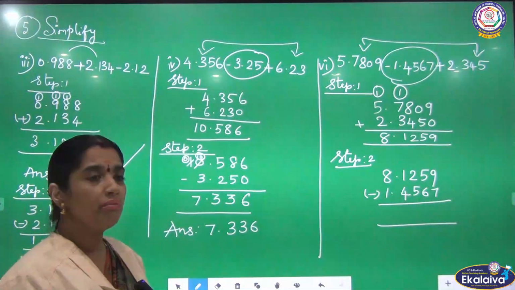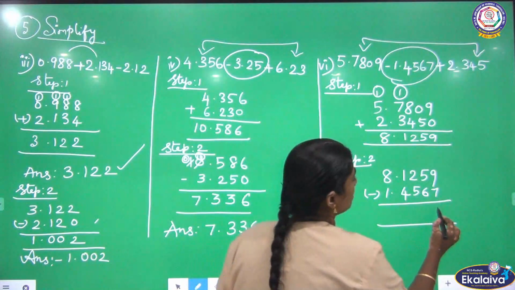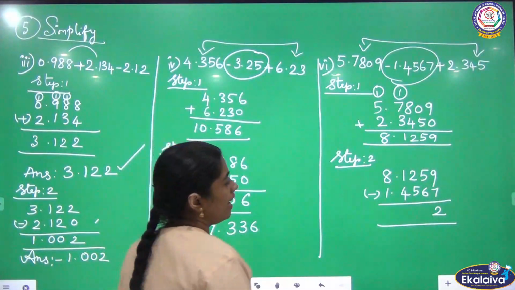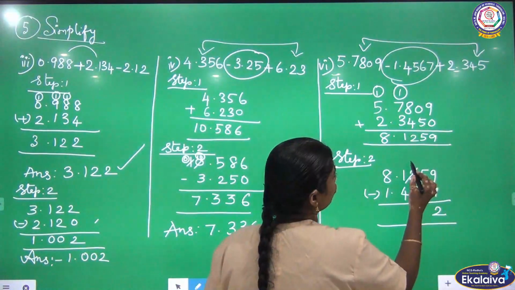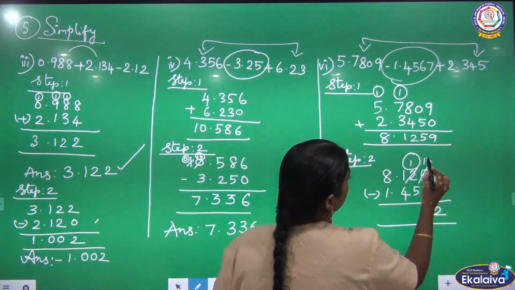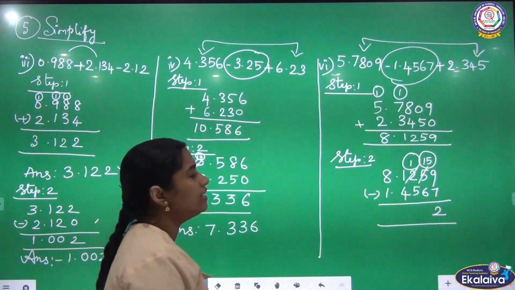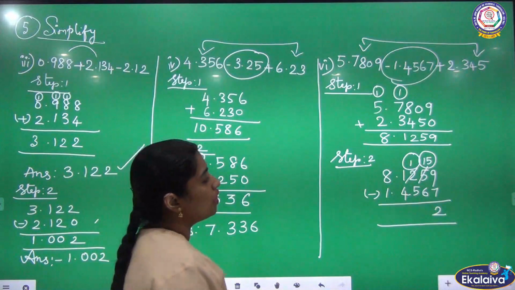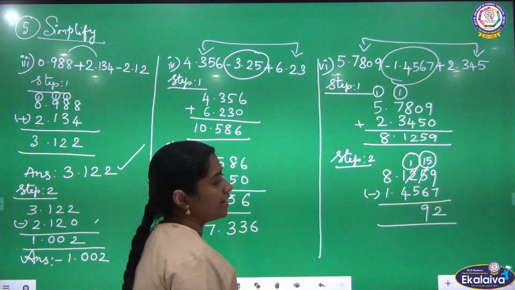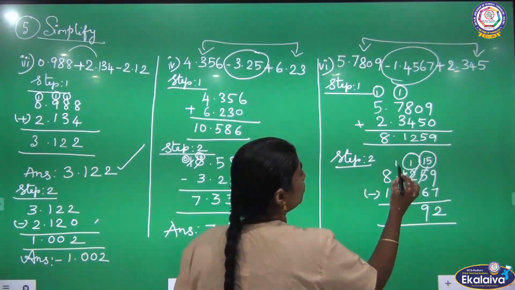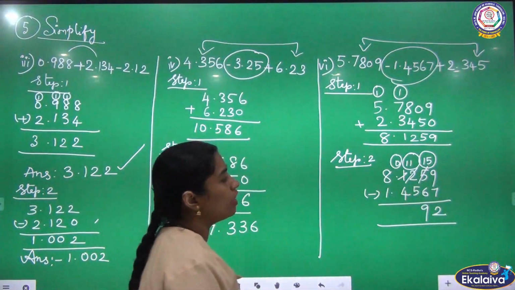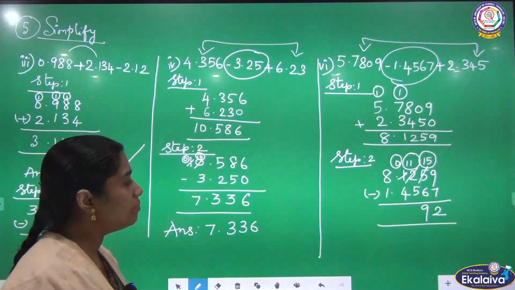Okay. 9 minus 7. What is 9 minus 7? 2. 5 minus 6? No, I have to borrow from where? 2. So this 2 becomes what? 1 and this 5 becomes 15. Is it clear? So 15 minus 6 is what? 9. Again you have to borrow, 1 minus 5. So borrow from here. Now this 1 is giving, so it becomes 0 and this 1 becomes what? 11. Okay. 11 minus 5.